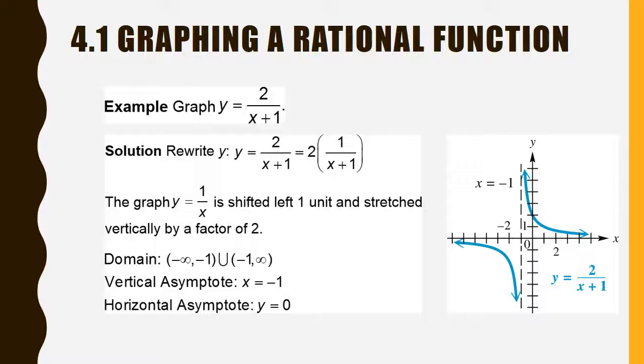Okay, the 2 can come out front, so you have 2 times 1 over x plus 1, and the 1 underneath tells us that the graph is going to be shifted 1 to the left. It's also going to be stretched vertically by a factor of 2.